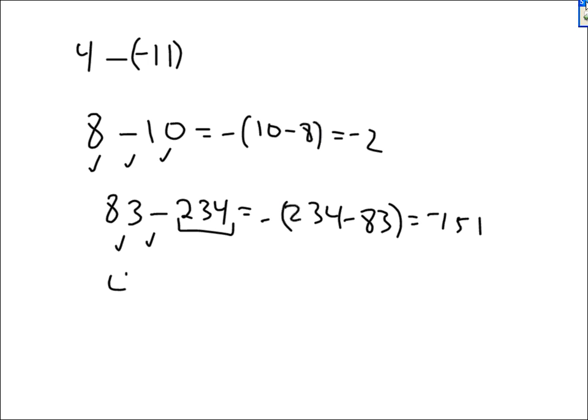The top one, 4 minus negative 11. 4 minus 11? No, that's not 11. This is not 11. So it's not 4 minus 11. Oh yeah, it must be 4 plus 11. 15.